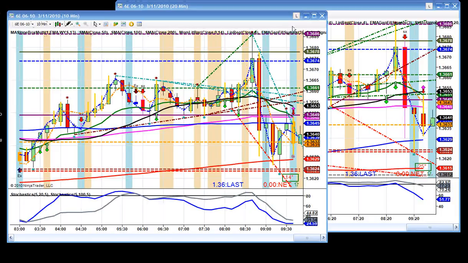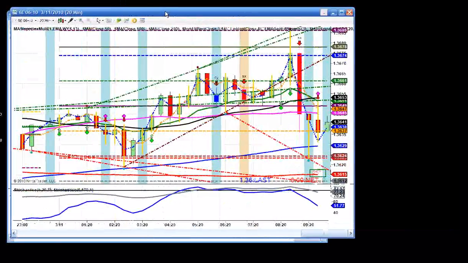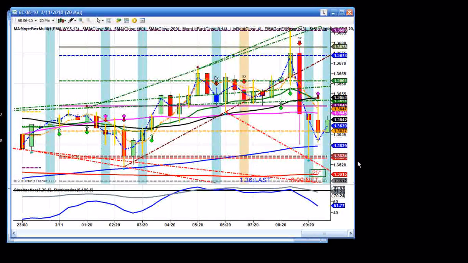First, let's take a look at the 20-minute time frame. The reason I like the 20-minute time frame is that in a snapshot glance, it gives you from the start of the day all the way to the present. So you can see in one chart the entirety of the trend for the day.